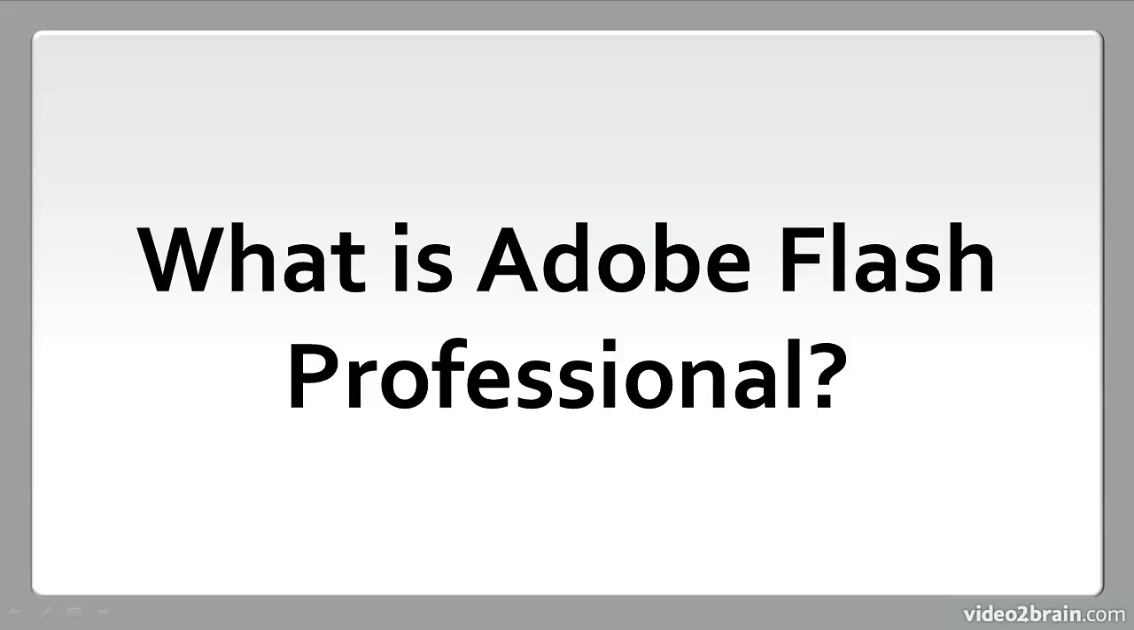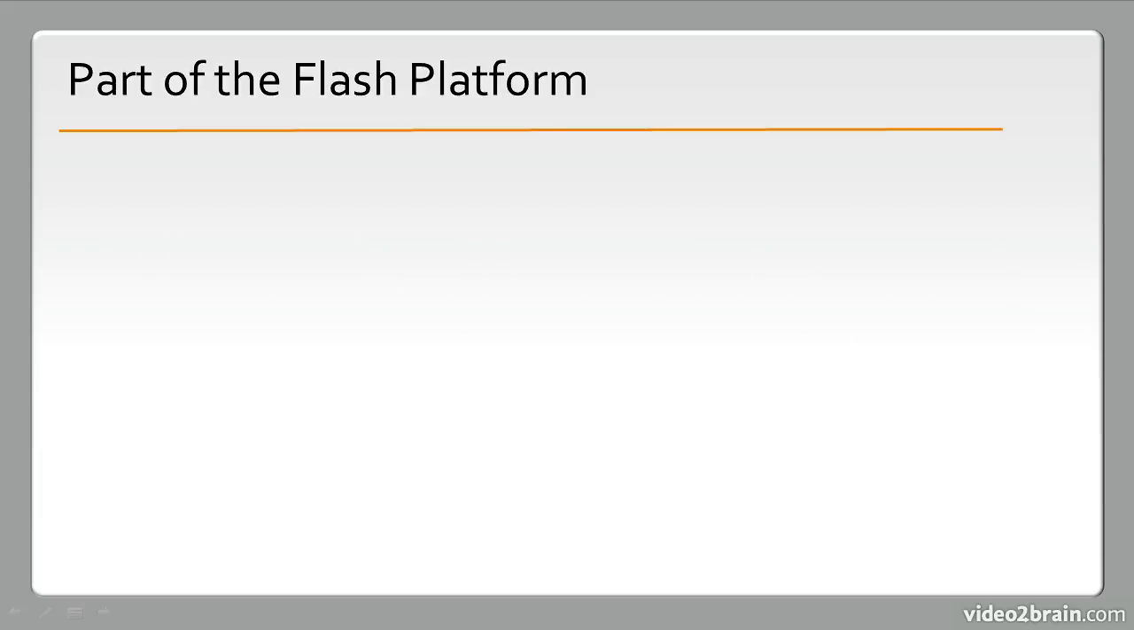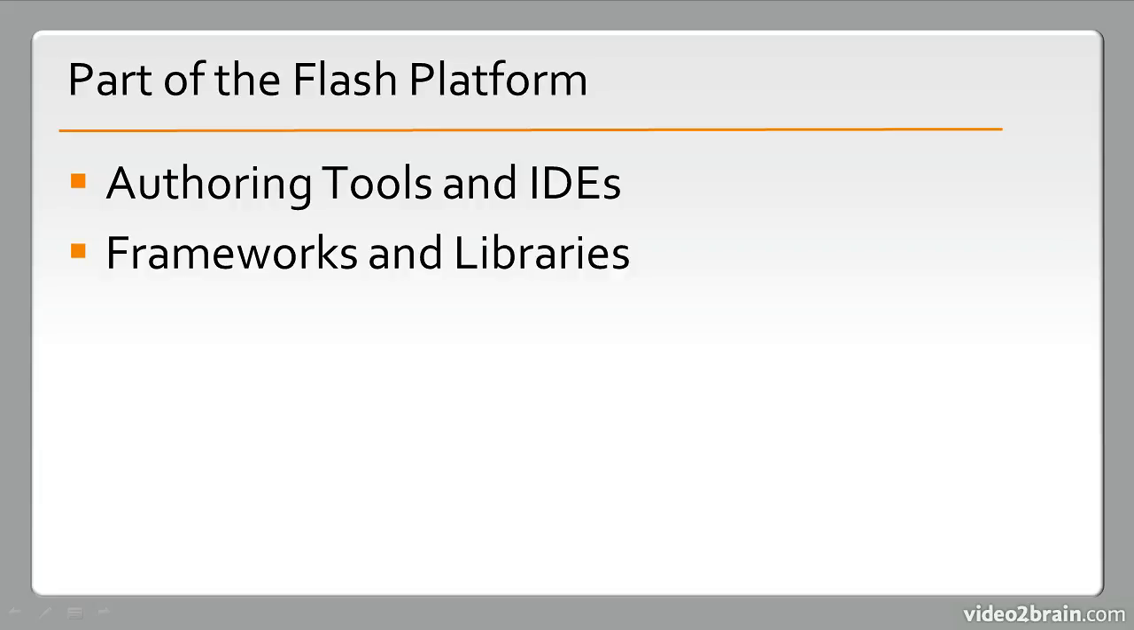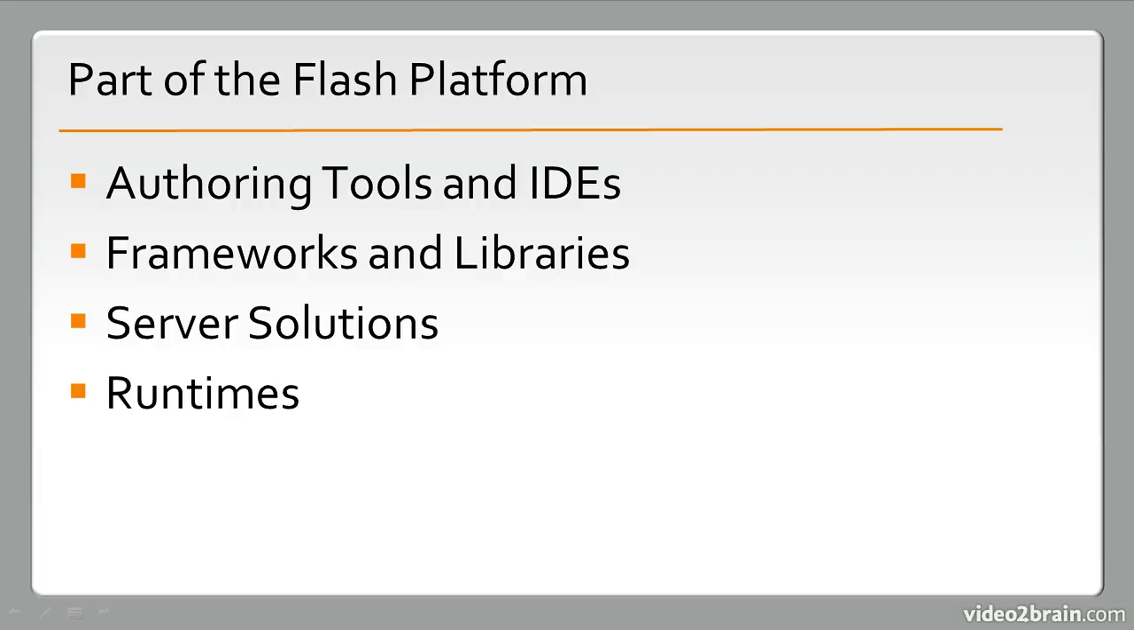In this lesson, we'll examine a small bit of history around Flash Professional and talk about what it can be used for. So what is Adobe Flash Professional? It's a part of the Flash platform. The Flash platform consists of many different components, and we'll have a look at some of them. These include authoring tools and IDEs, or integrated development environments, various frameworks and libraries, server solutions, and also runtimes.